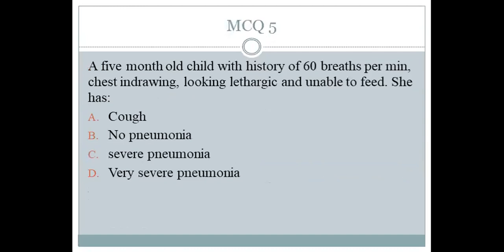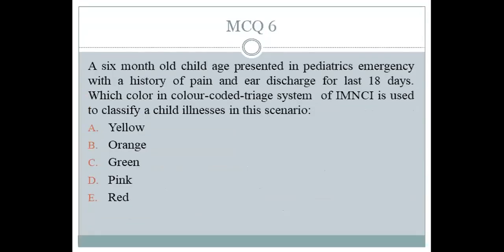MCQ 5. A 5-month-old child with history of 60 breaths per minute, chest indrawing, looks lethargic and unable to feed. She has severe pneumonia, no pneumonia, or very severe pneumonia? Severe pneumonia, because chest indrawing and fast breathing are present, which are all signs of severe pneumonia in IMNCI.